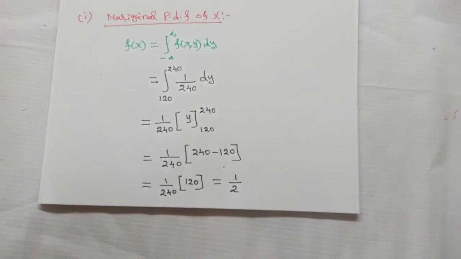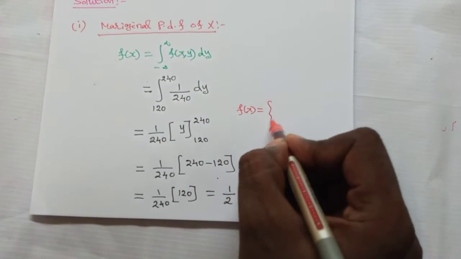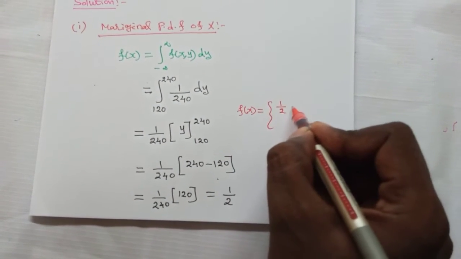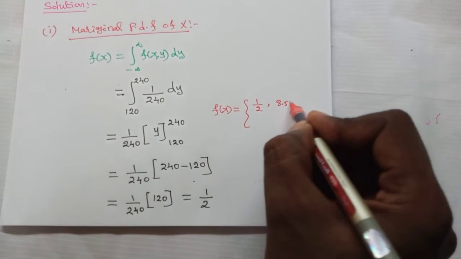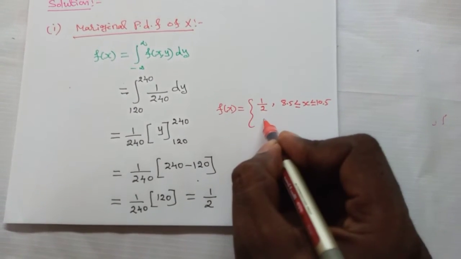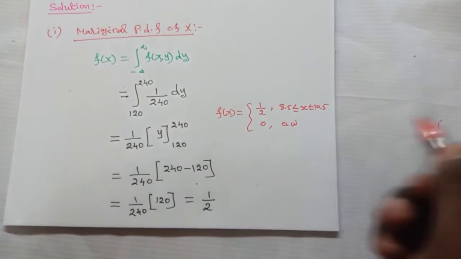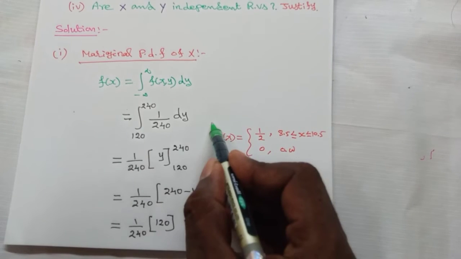So we can write the marginal density function as f of x is equal to 1 by 2, in the interval 8.5 less than or equal to x less than or equal to 10.5, 0 otherwise. So this is the marginal probability density function of x.